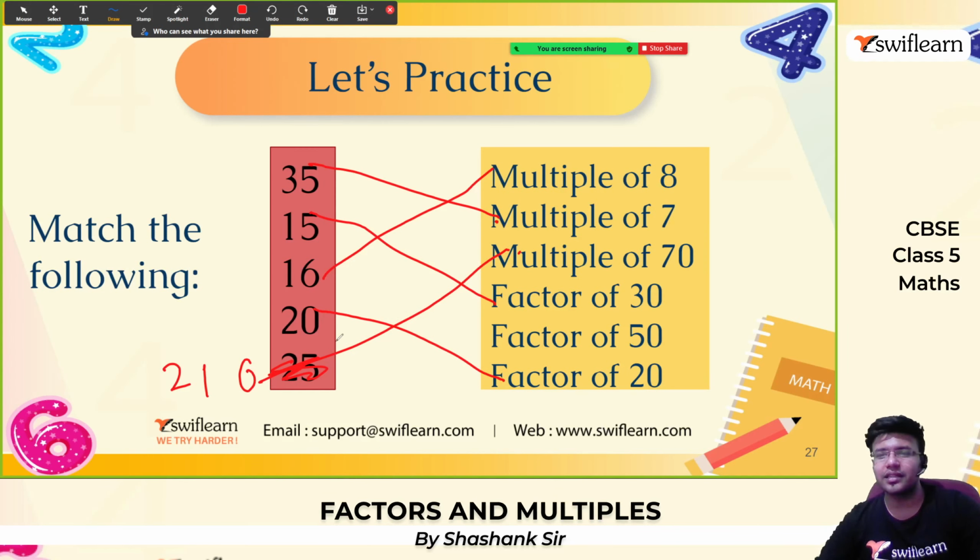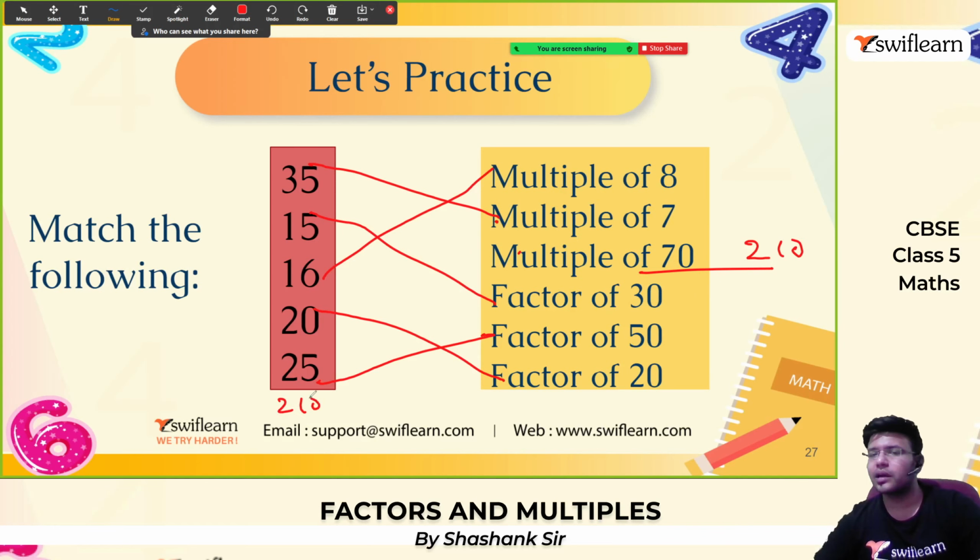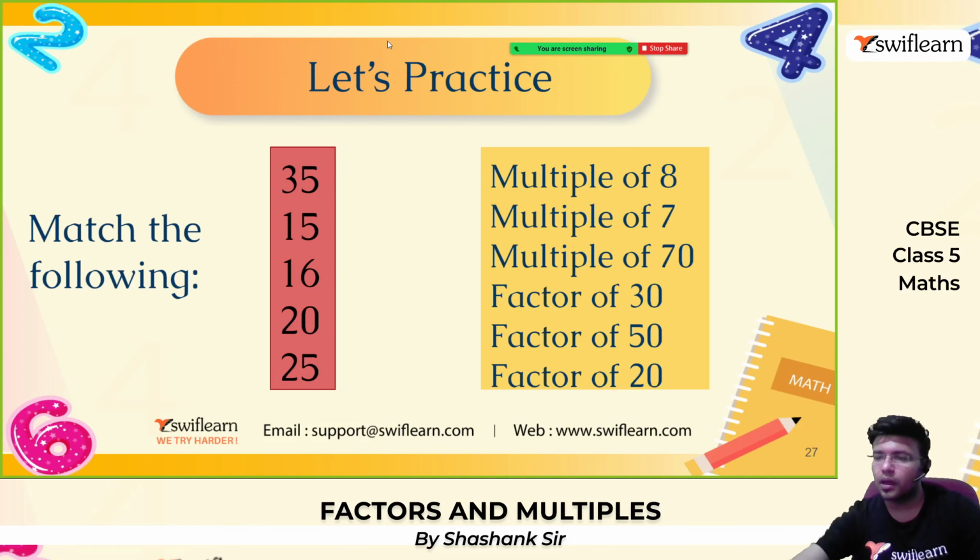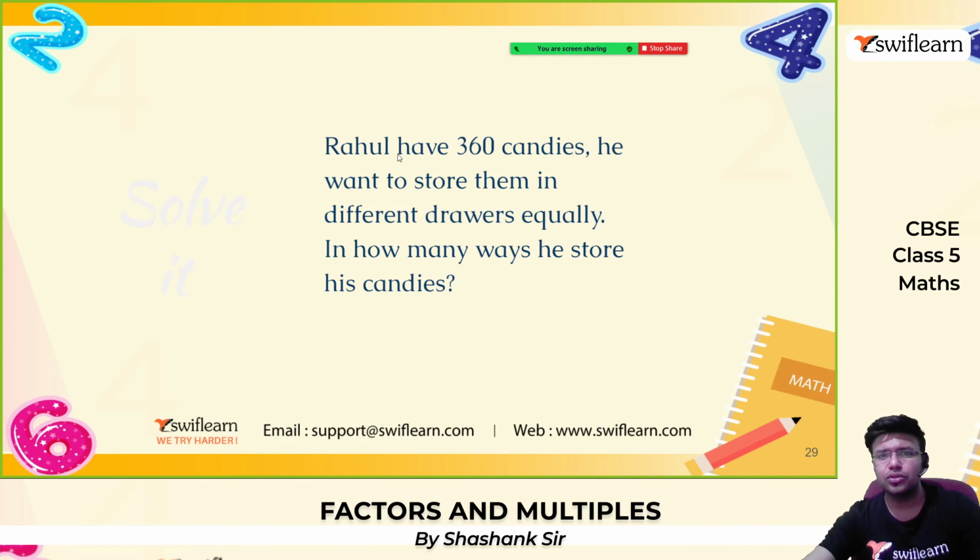Okay, yes. Factors of 50, even we can take this as 25. Okay, so the thing is, there are 5 numbers here and there are 6 here. So factors of 50 is 25. Now all the numbers are taken, so multiple of 20 is 210. They forgot to write 210 here. That is the answer.